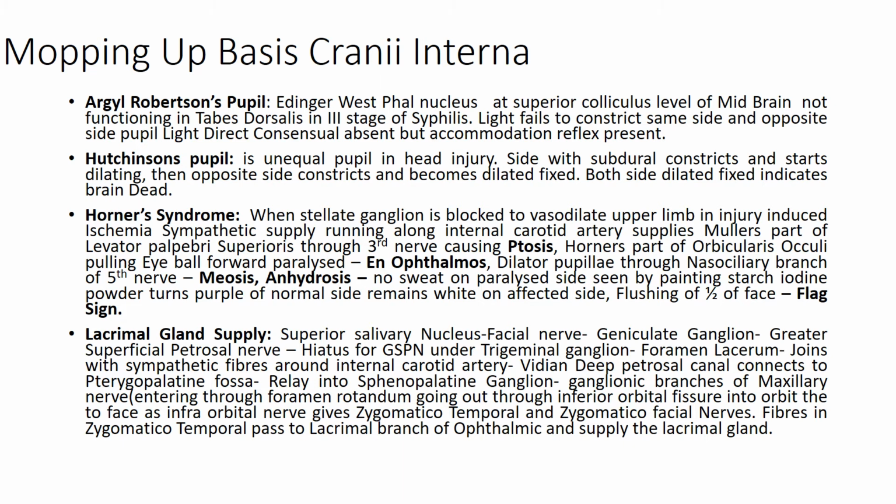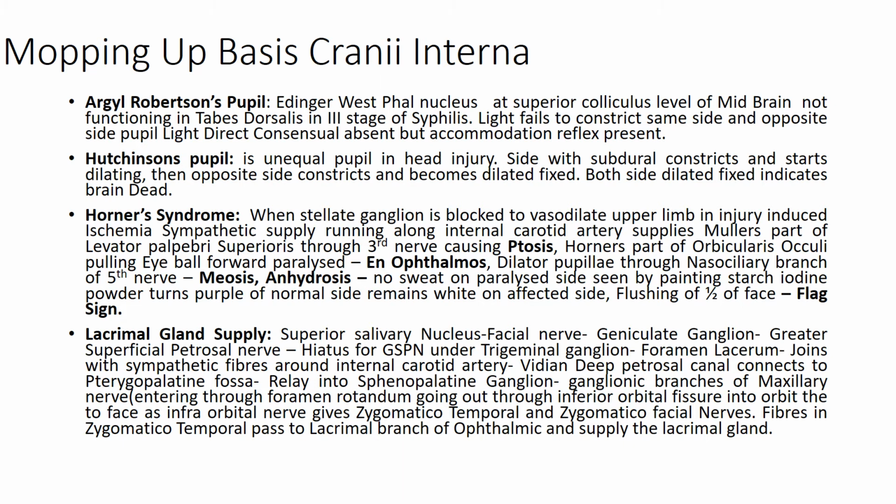Then there is the Hutchinson's pupil. It is an unequal pupil seen in head injury. The side with a subdural hemorrhage constricts and starts dilating. Then the opposite side constricts and becomes dilated and fixed. Finally, both sides dilated means brain dead. So an unequal pupil in head injury indicates unilateral pressure.